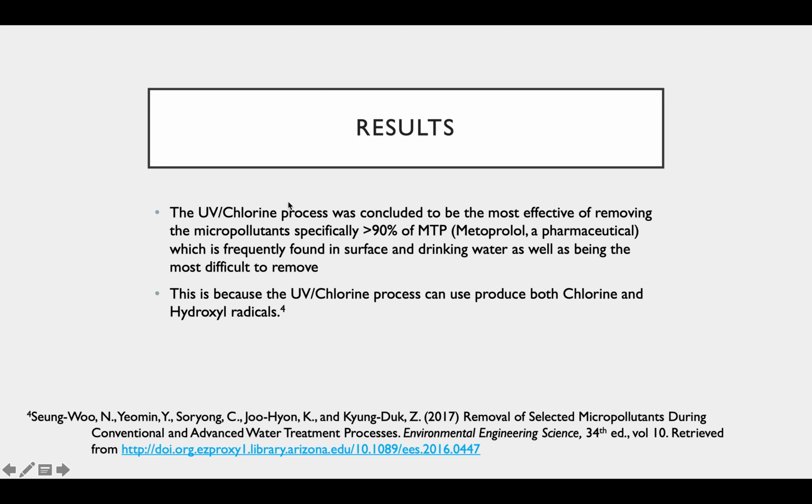So the result is that the UV and chlorine process combined specifically gets rid of greater than 90% of metoprolol, which is a pharmaceutical that they found in surface and drinking water in the Han River. This is because the UV chlorine process can produce both chlorine and hydroxyl radicals.